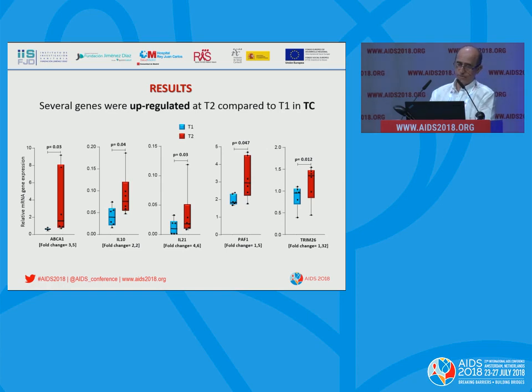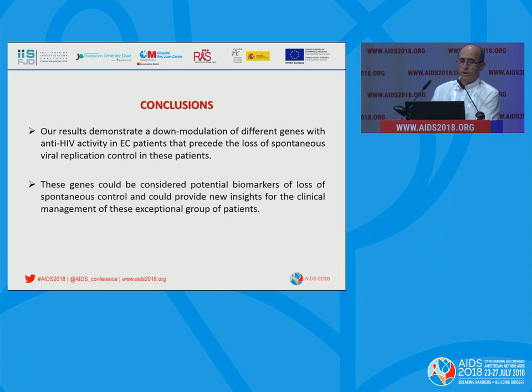So to conclude, our results demonstrate a downregulation of different genes with anti-HIV activity in elite controller patients that precedes the loss of spontaneous viral replication control in these patients, and these genes could be considered potential biomarkers of the loss of spontaneous control and could provide new insights for the clinical management of this exceptional group of patients.